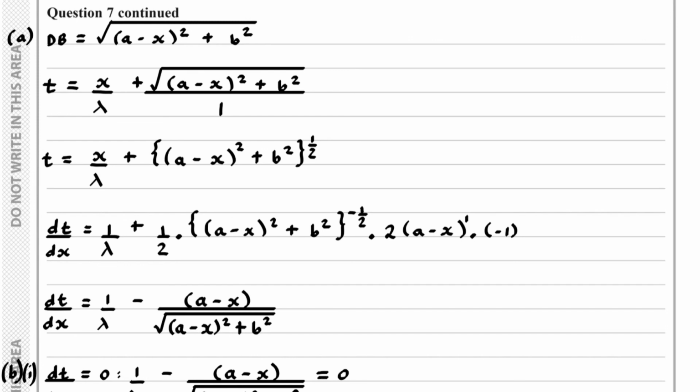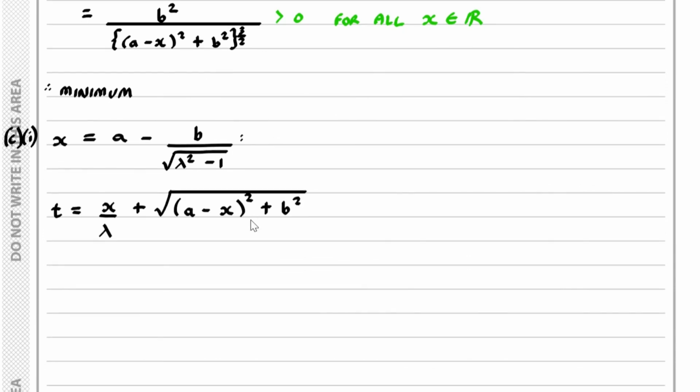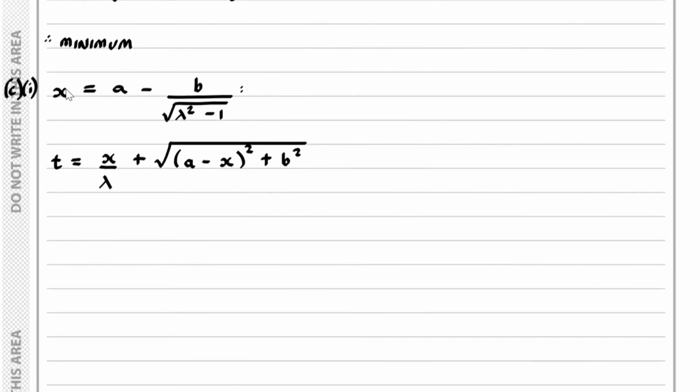So here is our value of x, and here is how we find out what t is. So what we need to do is replace x with a minus b over the square root of lambda squared minus 1.